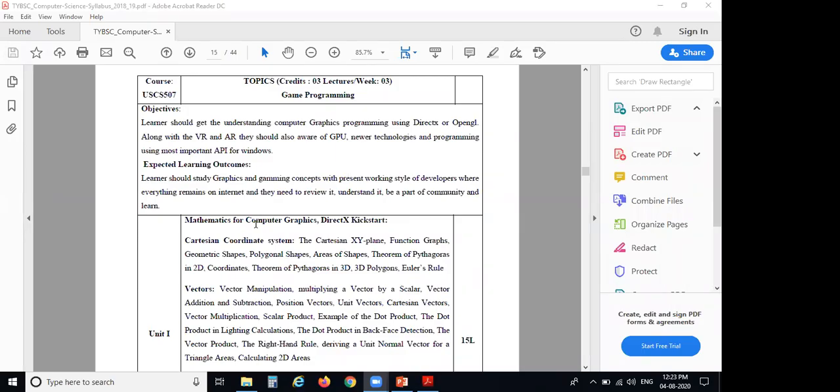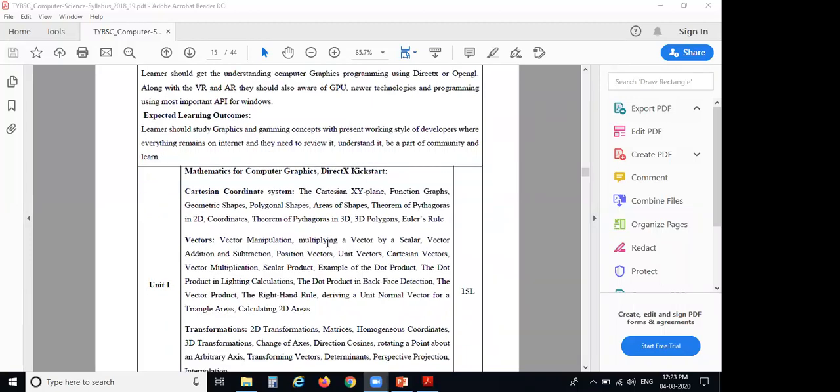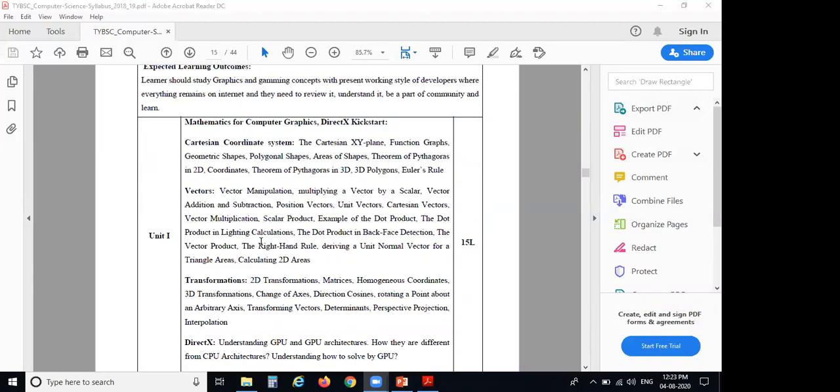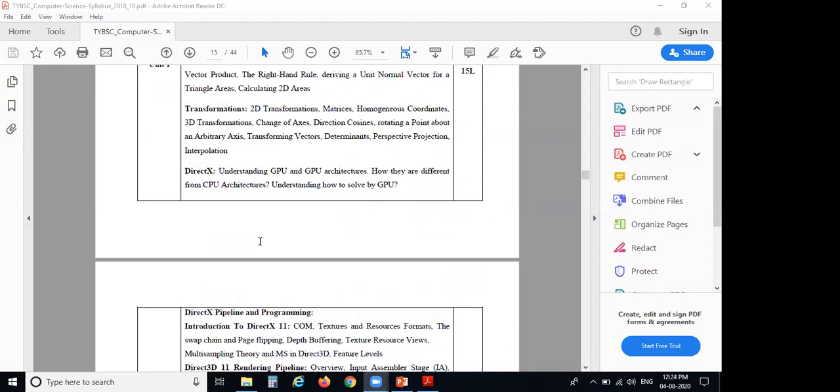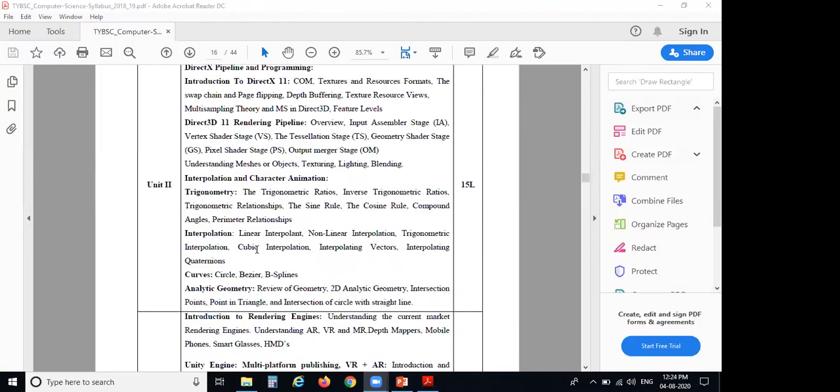Hello everyone. Today we are going to study our new subject, which is game programming. In game programming, you have to study different concepts that are used in game programming. That means how to develop games by using the different concepts of mathematics in unit first, second, and unit 3.